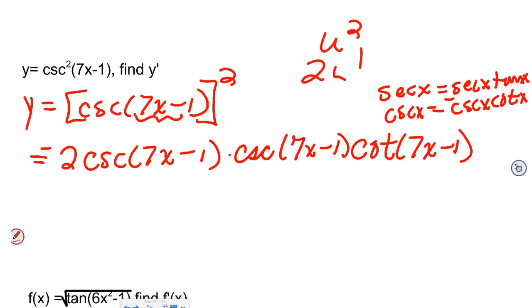What's the derivative of the innermost function? 7, exactly. So this whole thing would be times 7, which if we were to write it nicely, we would write negative 14. We have 2 cosecants, so you'd write cosecant squared 7x minus 1, and you would clean that up a little bit, give it a little bit of a facelift.